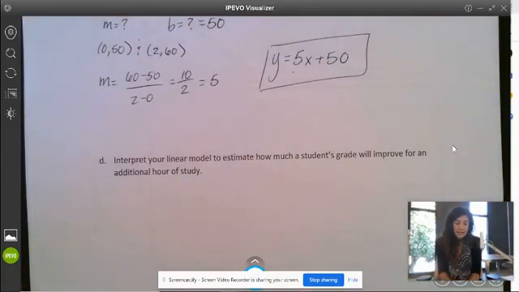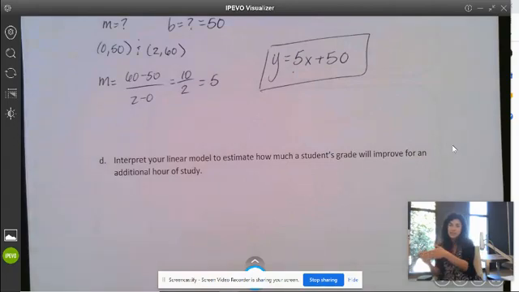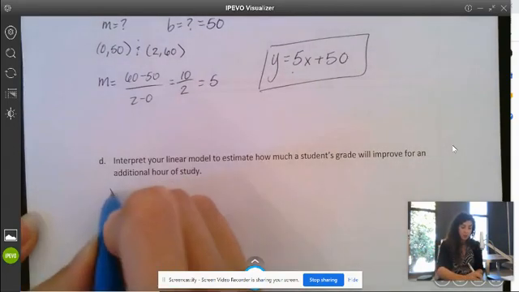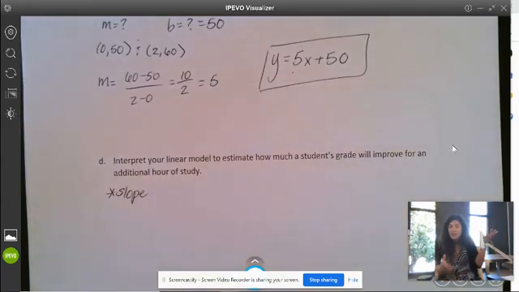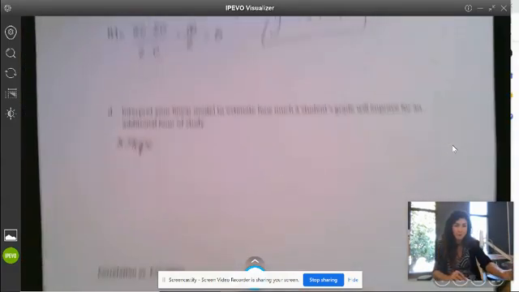You must interpret your linear model to estimate how much a student's grade will improve for an additional hour of study. So if we're talking about the relationship and the average type of relationship that's going on here, on average, 1 more hour of studying will result in this thing. We're talking about the slope here. We're talking about the trend or the average rate of change. So we're talking about the slope.